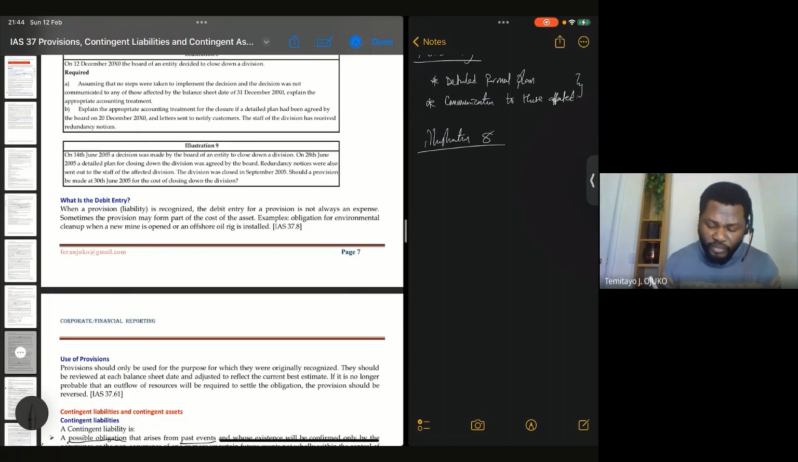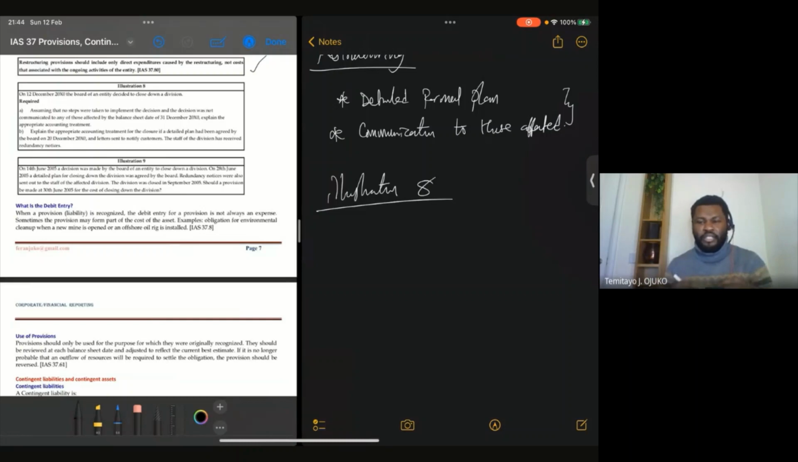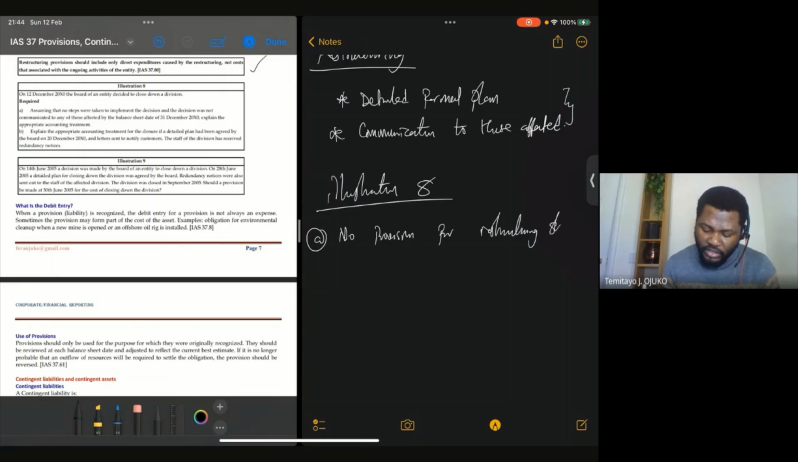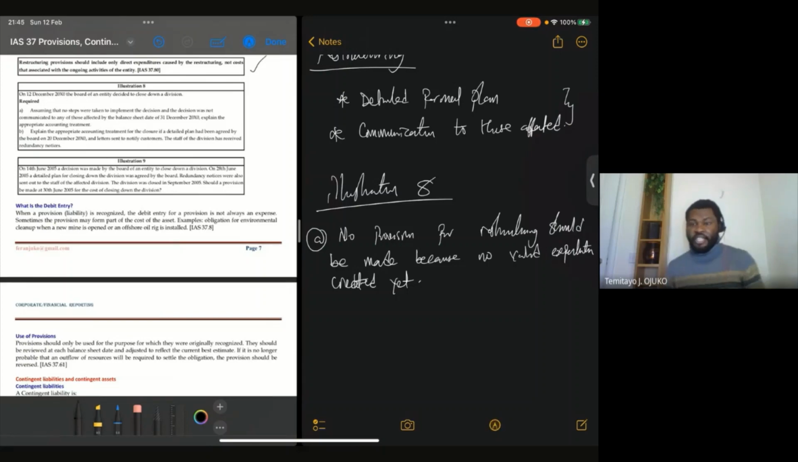Now, this is very simple. We are saying that there's a plan, but then nothing is done. No communication. Even the plan is not well documented. Then we are saying that no provision for restructuring should be made because no valid expectation has been created yet. So let's take note of that.